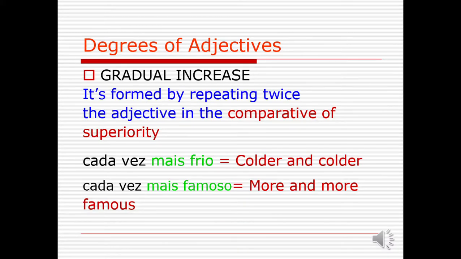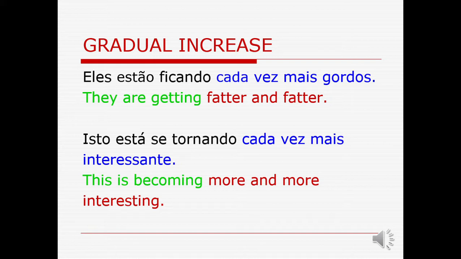Adjectives also can express a gradual increase. And this increase is formed by repeating twice the adjective in the comparative of superiority. So if I want to say cada vez mais frio, I would say colder and colder, and not the usual literal translation, each time colder. If I want to say cada vez mais famoso, I would say more and more famous, and not each time more famous. Other examples, they are getting fatter and fatter. This is becoming more and more interesting.